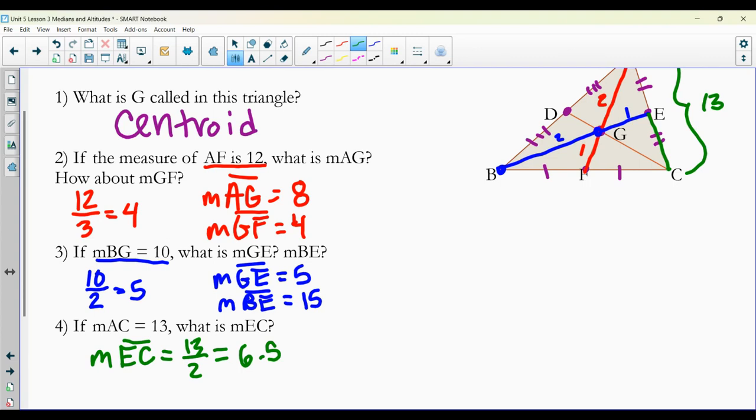All right, so the two tasks that you will be asked to remember and regurgitate on an assessment would be to identify if something is or is not a centroid, as well as applying this 2/3, 1/3 rule.